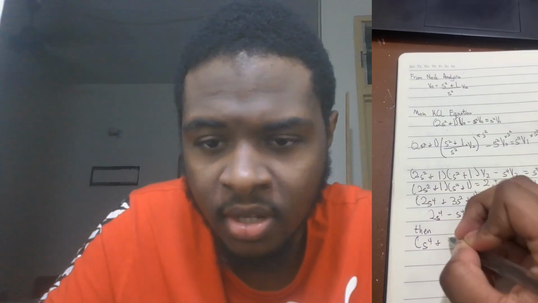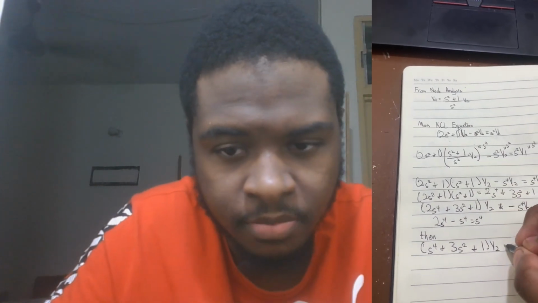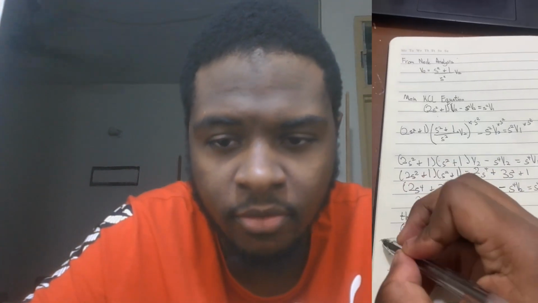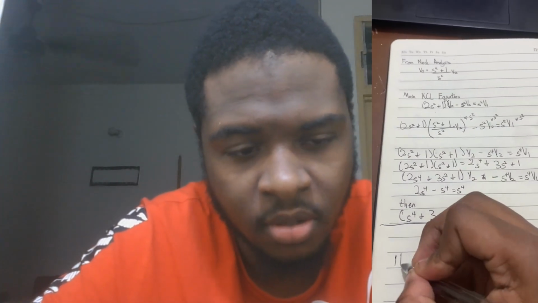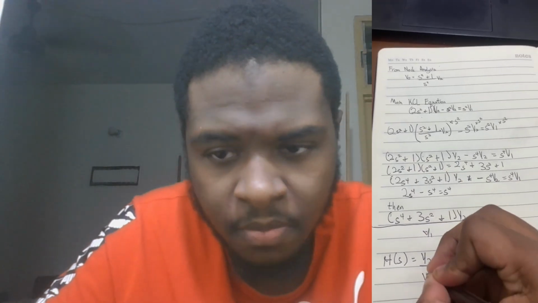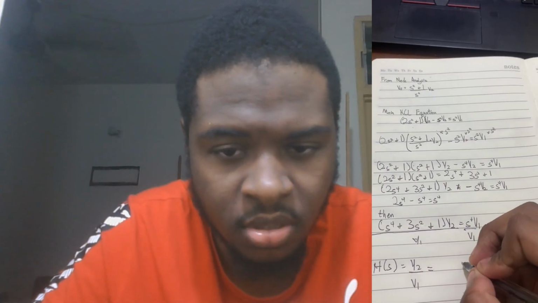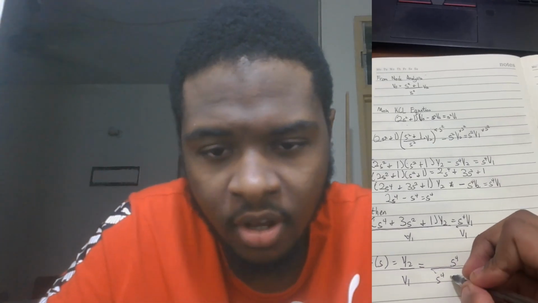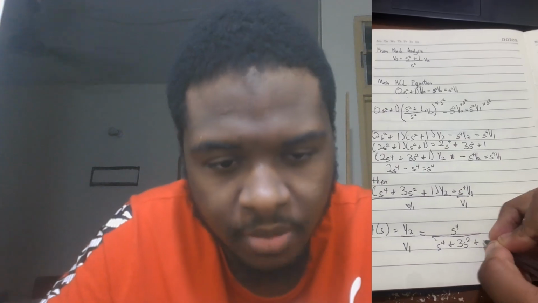Then I'll combine like terms: 2S raised to the power 4 minus S raised to the power 4 is just S raised to the power 4. So the equation becomes S raised to the power 4 plus 3S raised to the power 2 plus 1, times V2, is equal to S raised to the power 4 times V1. Then when I divide both sides by V1, I get the transfer function, H(S) is equal to S raised to the power 4 over S raised to the power 4 plus 3S raised to the power 2 plus 1.